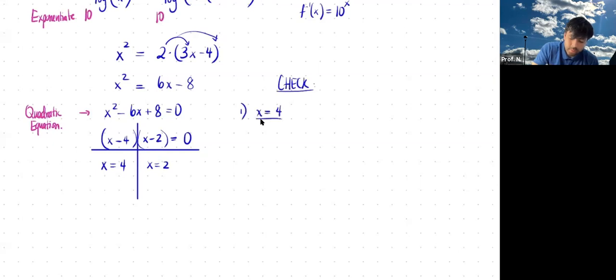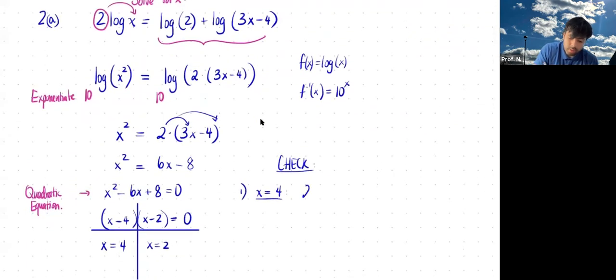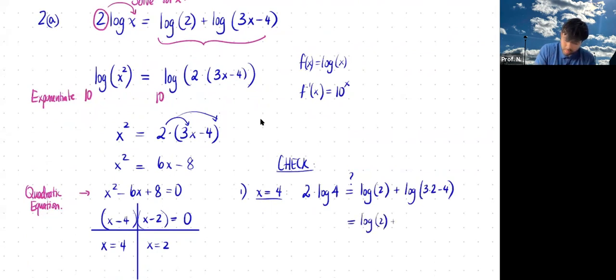So x equals 4. What do we have? We have 2 times log of 4. Does this equal log of 2 plus log of 3 times 2 minus 4? And this equals what? Log of 2 plus log of 3 times 2 is 6 minus 4 is log of 2. And then this equals what? Log of 4.